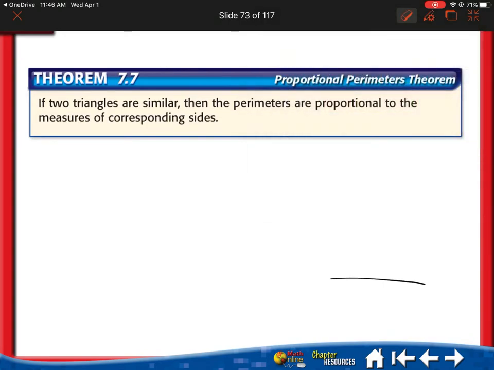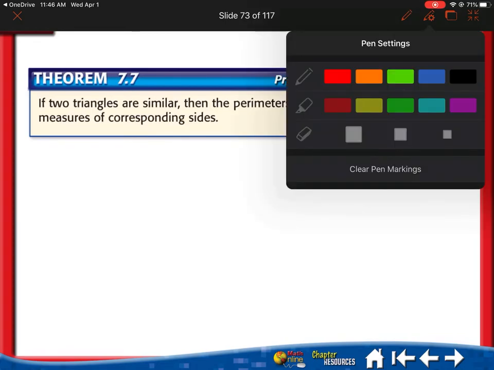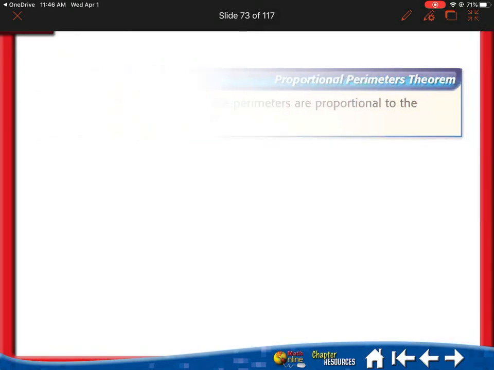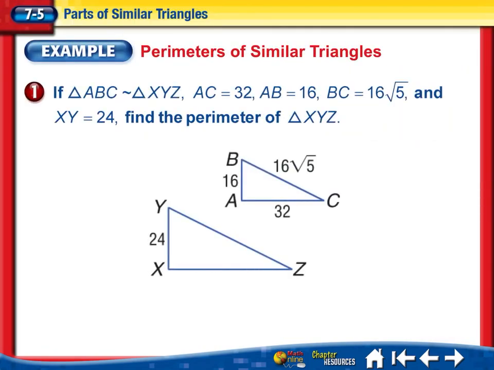also proportional. So for our first example, it says if triangle ABC is similar to triangle XYZ, so A, then B, then C is similar to X, then Y, then Z. AC is 32, A to B is 16, B to C is 16 root 5, and XY is 24. We have to find the perimeter of triangle XYZ.